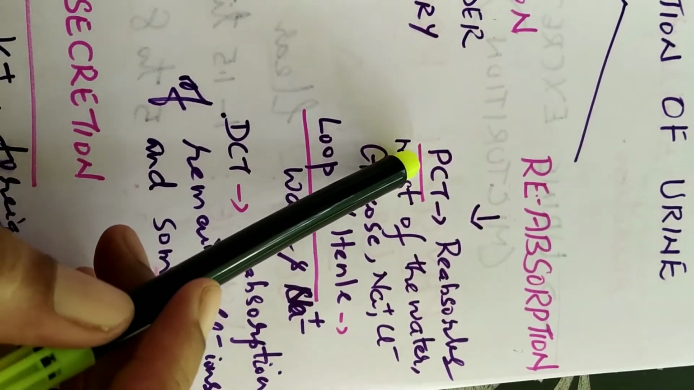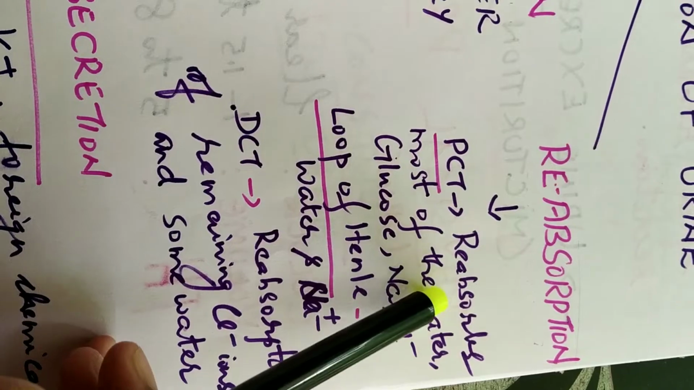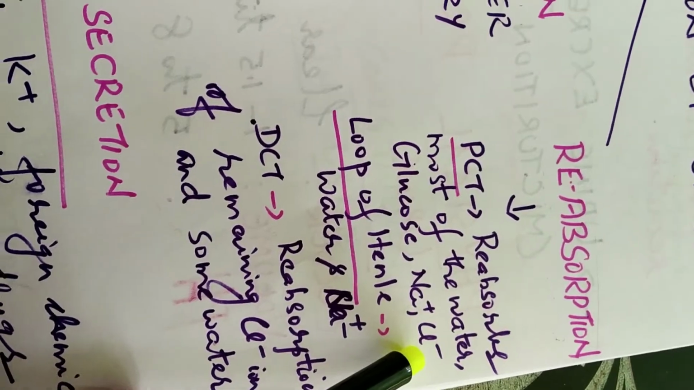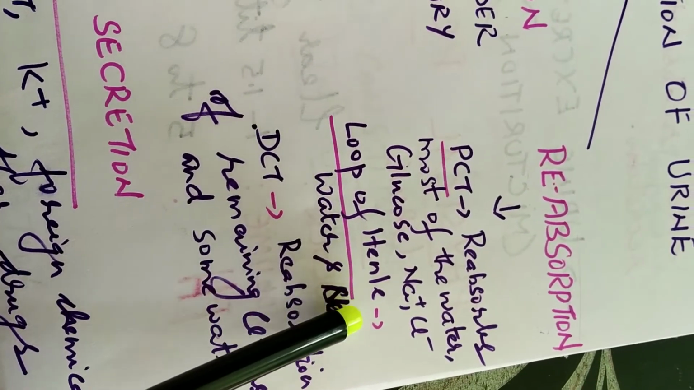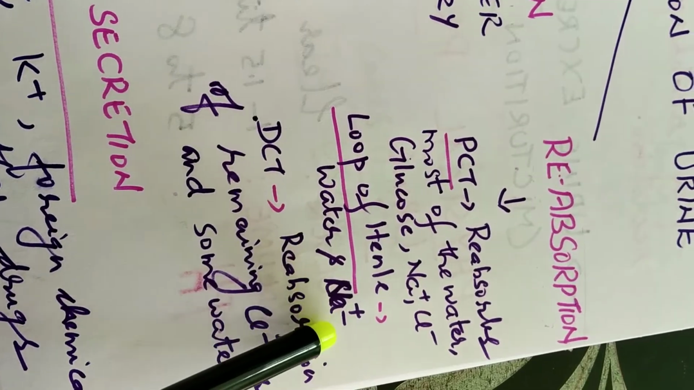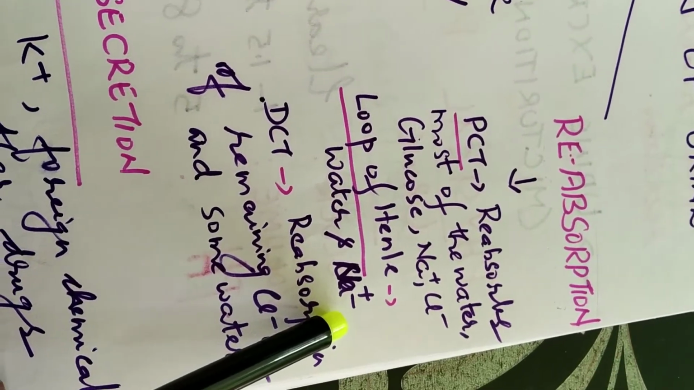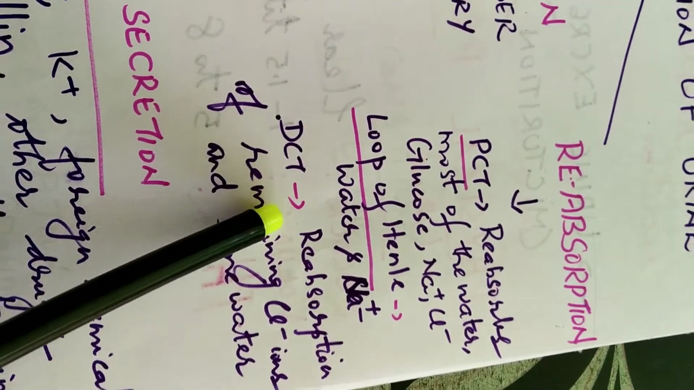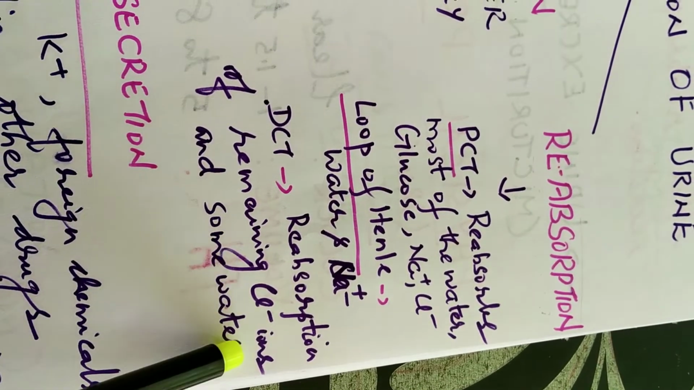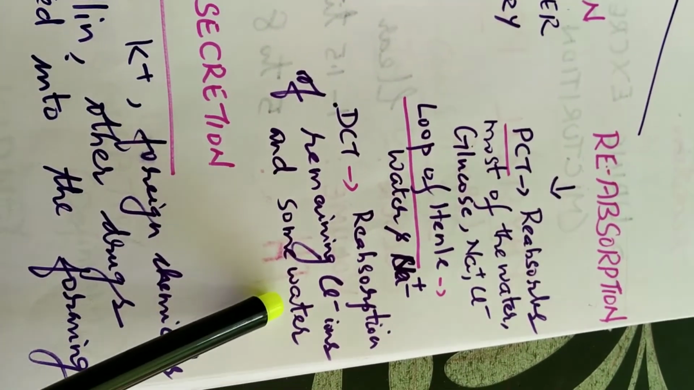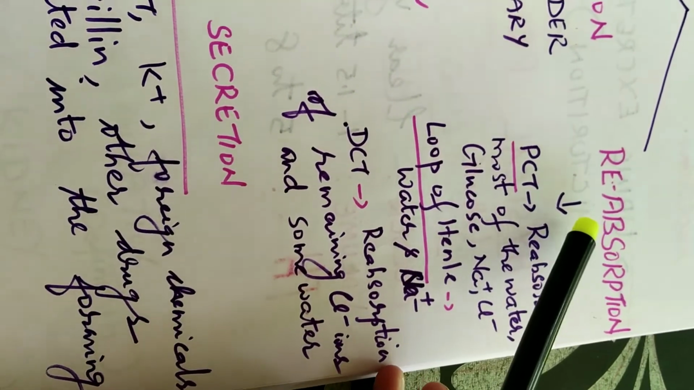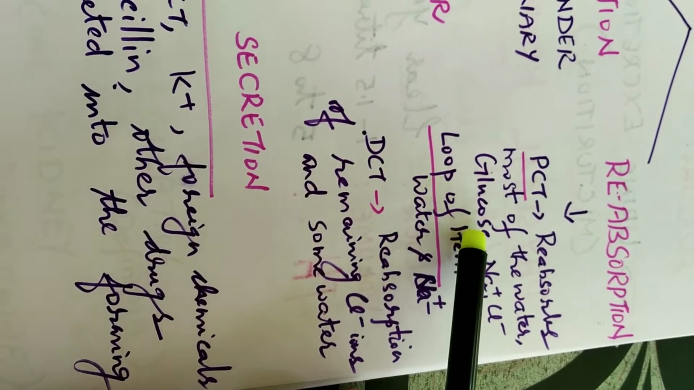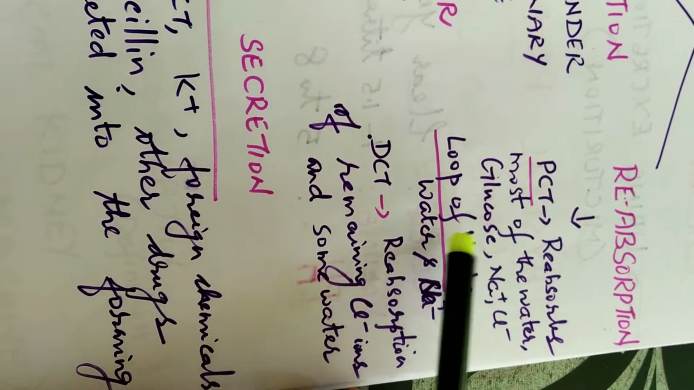When the glomerular filtrate reaches the PCT, there occurs the reabsorption of most of the water, glucose, sodium ions, chloride ions, etc. And when it reaches the loop of Henle, most of the water along with sodium ions will be absorbed again. Then the glomerular filtrate finally reaches the DCT, or the distal convoluted region, where the reabsorption of the remaining part of the chloride ions along with some amount of water takes place. So, we can see as the glomerular filtrate passes through the tubule, there occurs reabsorption of most of the water and useful substances like glucose, salts, etc.